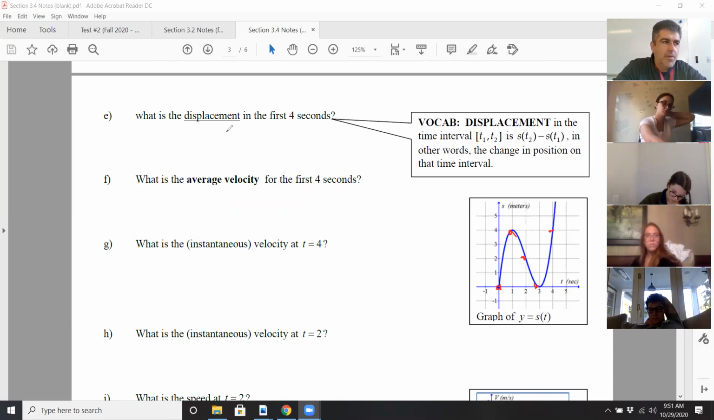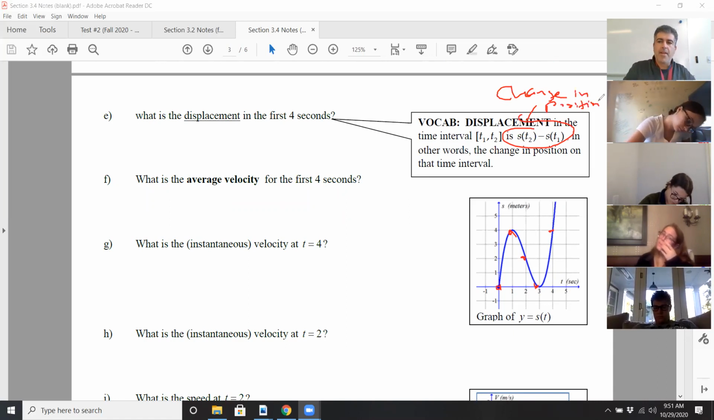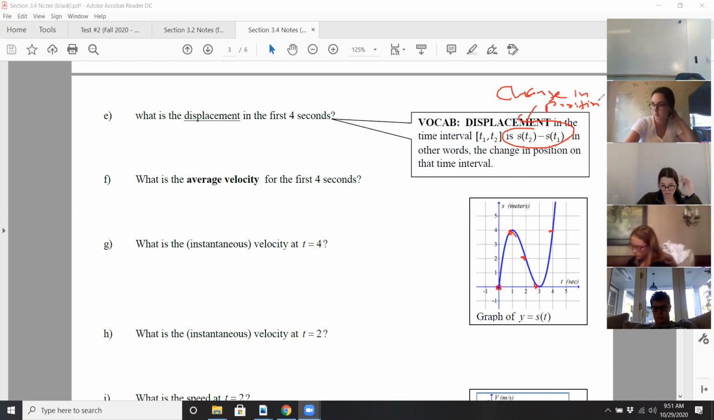Now, what is the displacement in the first 4 seconds? Now, displacement, just so you know, is represented as a change in position. So I always like to think, if I were to get up, let's say my position from the table is, right now, a foot. And if I walk, I'm 3 feet away from the table. My change of position was actually 2 feet.